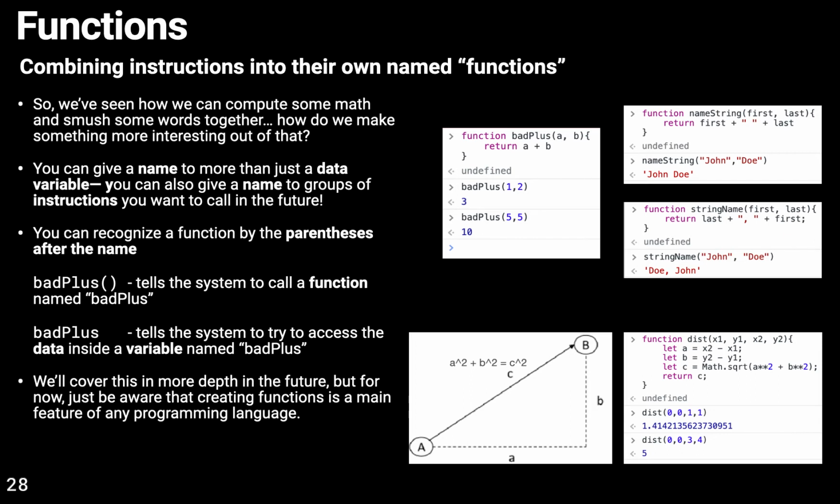The next function down is going to do almost the same thing. We still give it first and last name, but I'm going to arrange them differently. I'm going to return last name first, plus this little string. This little string is a comma and a space inside the quotes, and then I'm going to add to the end of that the first name, right? So last name, comma, space, first name. Now when we call string name on John Doe, we get Doe, comma, John.